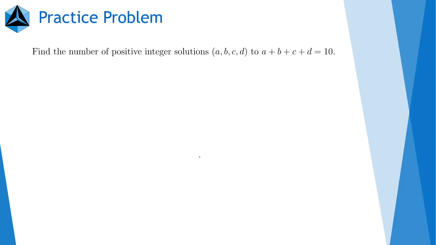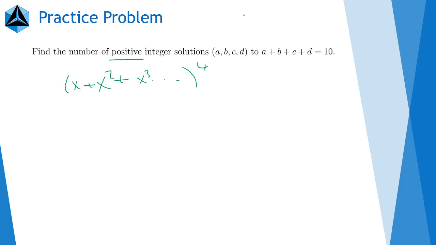Find the number of positive integer solutions a, b, c, d to a plus b plus c plus d equals 10. This is a practice problem, and this might seem like the same thing we just did. However, there's a different condition. Instead of non-negative, we have positive. Why does that matter? Now we can't have x to the 0, which corresponds to the state of 0 in our expansion. In fact, we must have x plus x squared plus x cubed, and so on, and since we have 4 variables, we take this to the fourth.